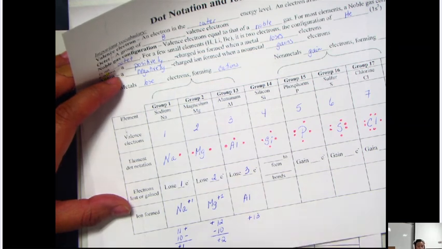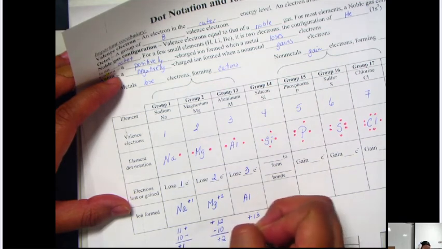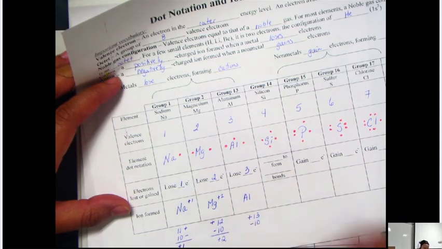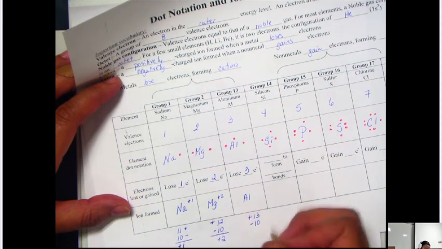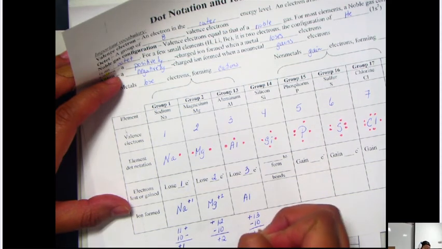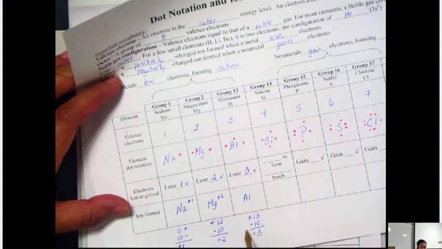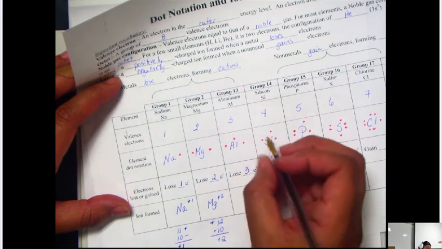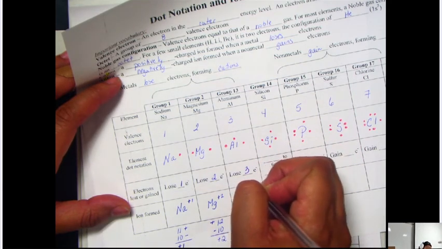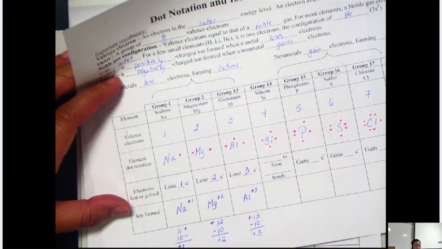So how many electrons would it have left? Started out with 13, gets rid of 3. That means it has 10 electrons. 13 minus 10 is a positive 3. So that is the charge of the aluminum ion. Make sure it goes up top and to the right, on the right side, not the left side.